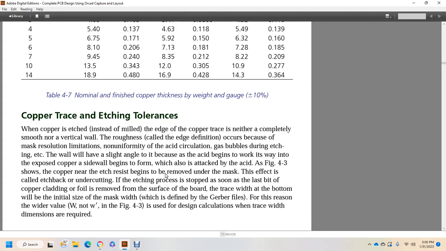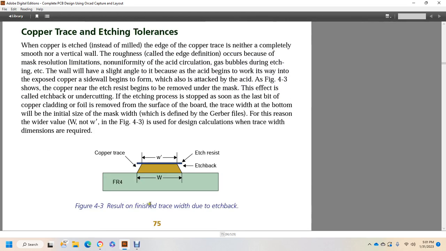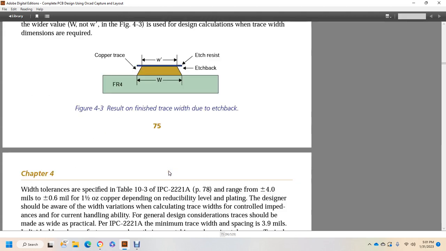This is effectively called etchback or undercutting. The etching process stops as soon as the last bit of the copper clad over the foil is removed from the surface of the board. The trace width at the bottom, between the initial sides of the mask, is defined by the Gerber file, the W value. W is not lowercase w. In Figure 4.3, for the design calculation of the trace, the width dimensions are required. Alright, the figure shows the result of the finished trace width due to the etch back. You have your copper trace. Your FR4 is etch resistant. W and W in the other etch back.